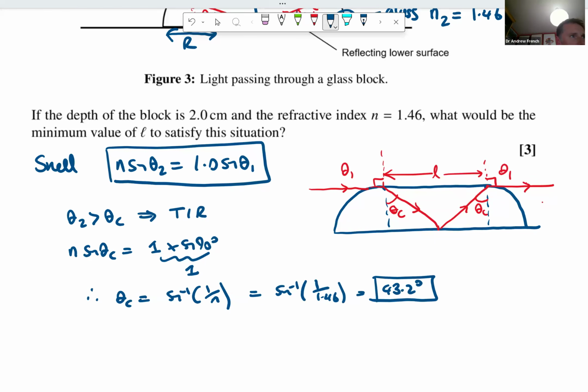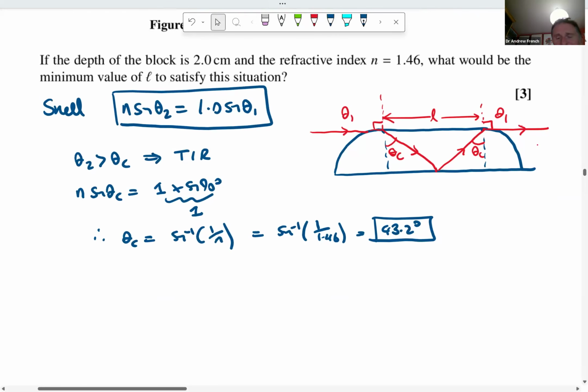Now let's have a look at what that means from geometry. If this is the situation that minimizes L, which kind of makes sense, this minimizes lowercase l. The situation that minimizes L is the one with a critical angle, where theta 1 is 90. And we can use that to find out what L is.